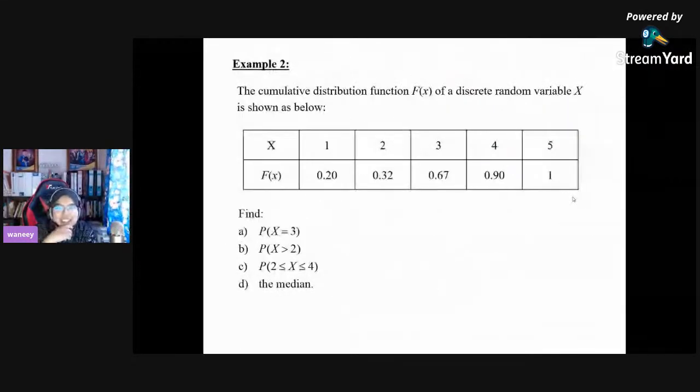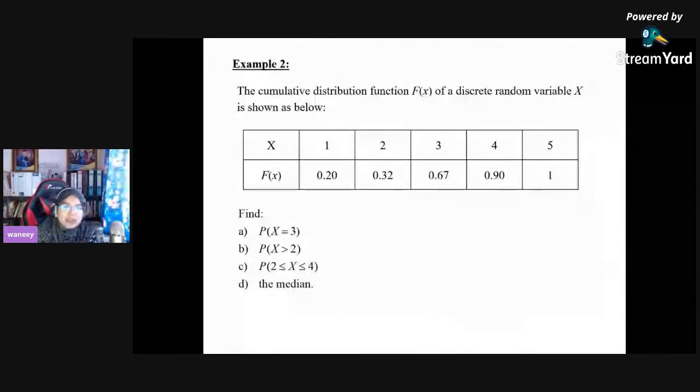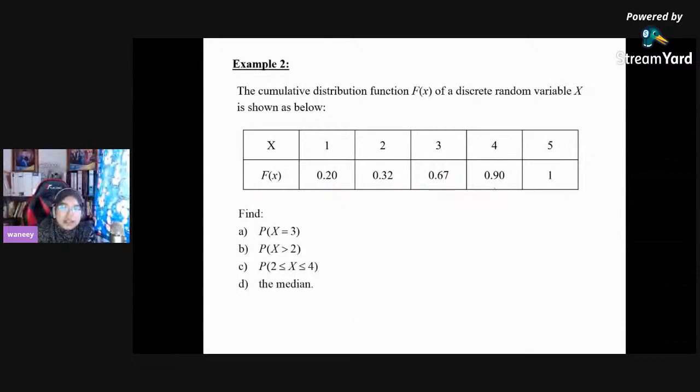Right, so this is the cumulative distribution function of discrete random variable x. So we have x equal to 1, 2, 3, 4, 5, and F(x) equal to 0.2, 0.32, 0.67, 0.90, and then 1. Of course, you have to find the probability for x equal to 3, x greater than 2, x in between 2 and 4 inclusively, and find out where the median is.